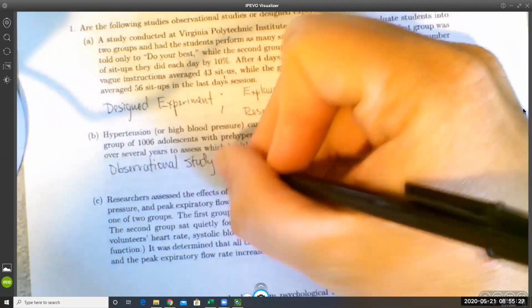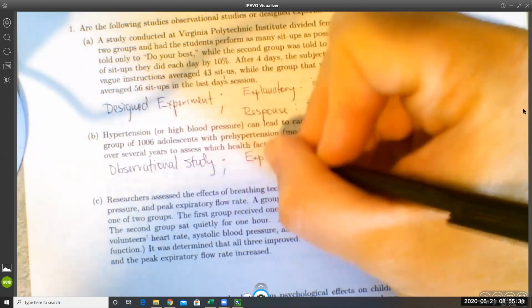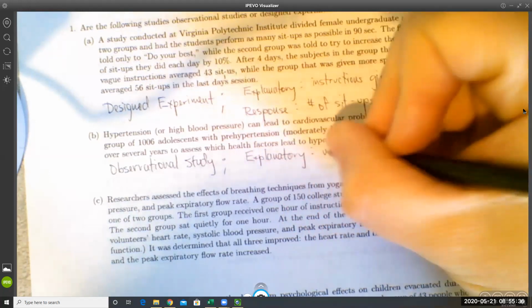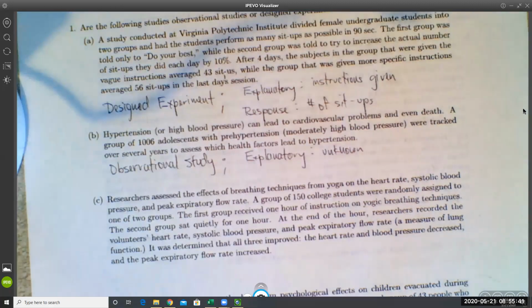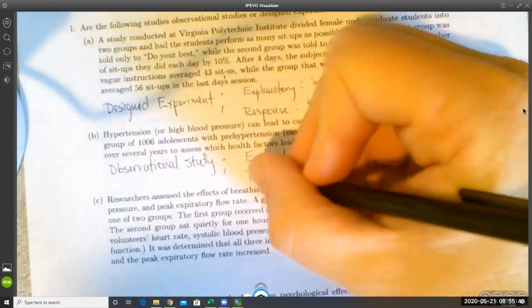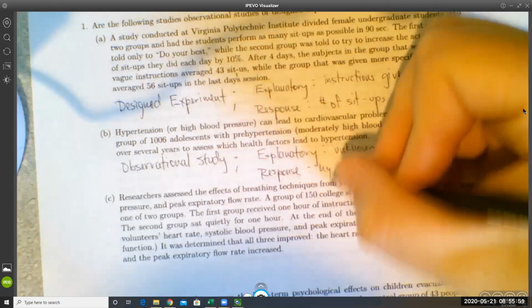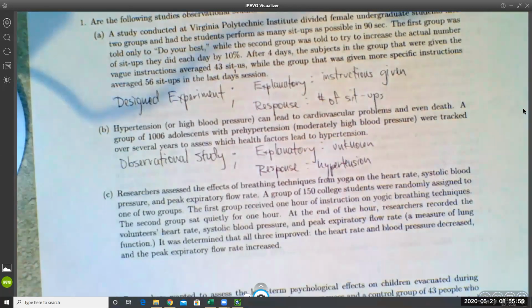Here, the explanatory variables are unknown. The explanatory variables are exactly what the researchers are trying to figure out. Right? So we don't know what the explanatory variables were, but the response variable was whether or not they would develop hypertension, right? Hypertension. Okay, but that one's an observational study for sure. So there's a couple examples.